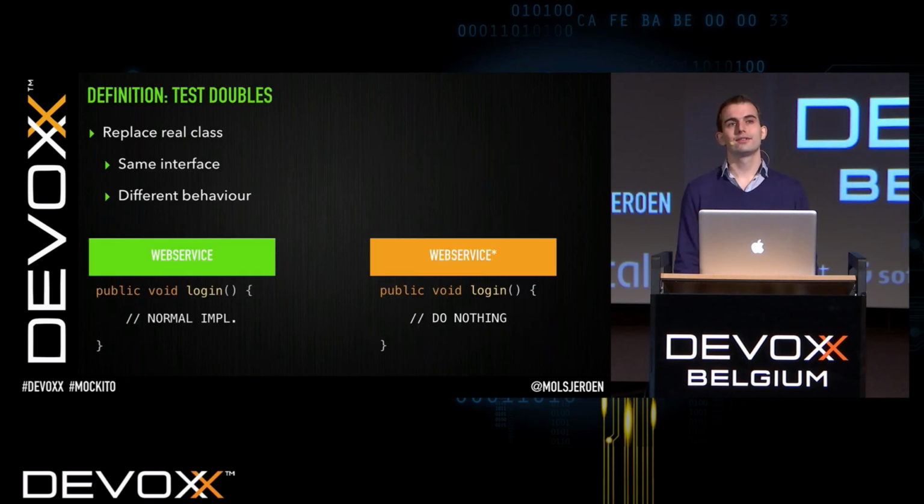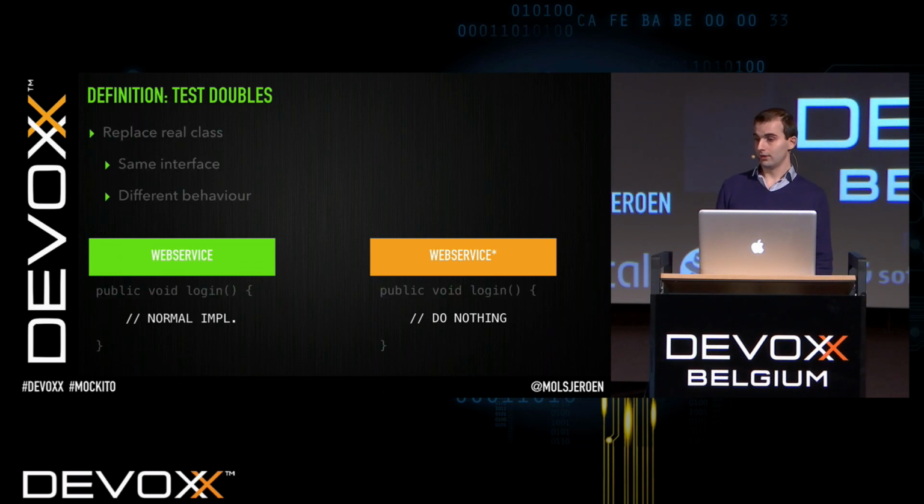Okay, so this brings us to a definition called test double. A test double is exactly the same as a doppelganger. It's somebody who looks a lot like you, but just isn't you. So we replace the green web service by an orange web service, which looks exactly the same, but has a different behavior. And that actual behavior of that dummy or of that test double can differ. So instead of doing the normal implementation, it could simply do nothing. Or it could always pretend like the network request was successful. Or it could throw an exception and do something completely different.